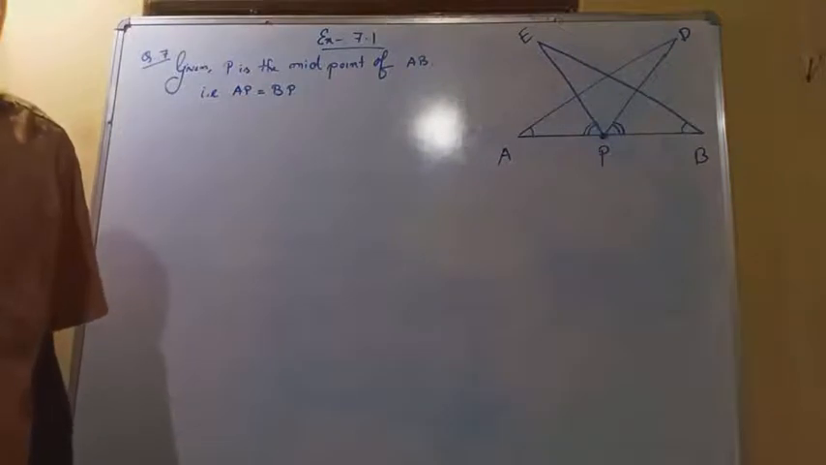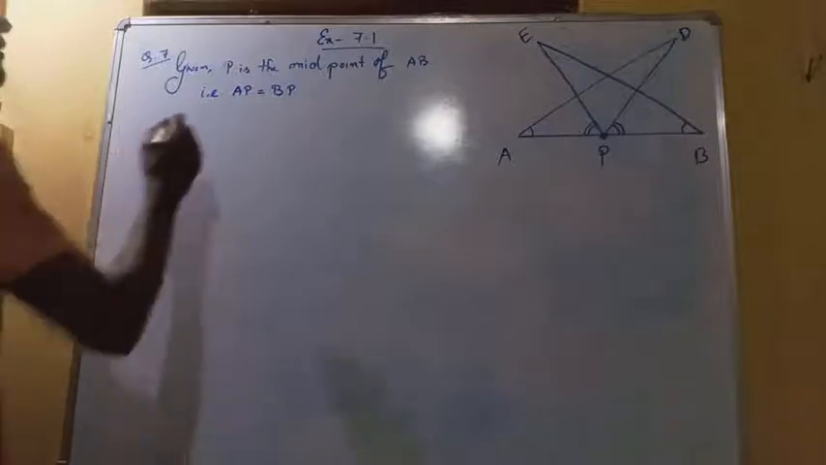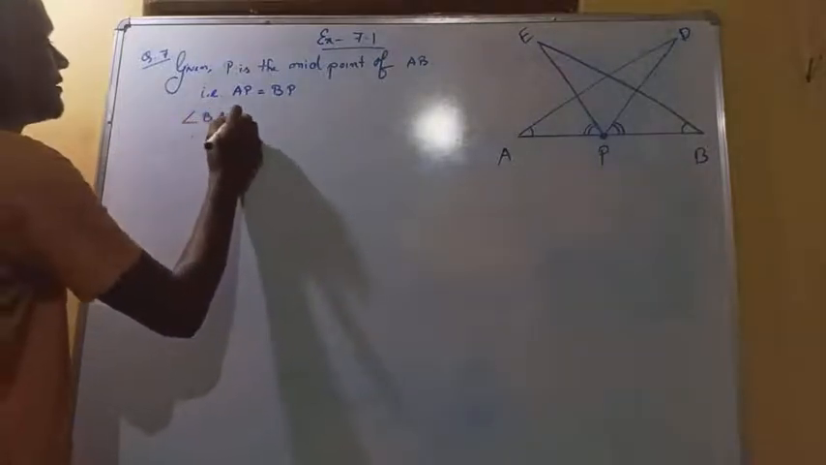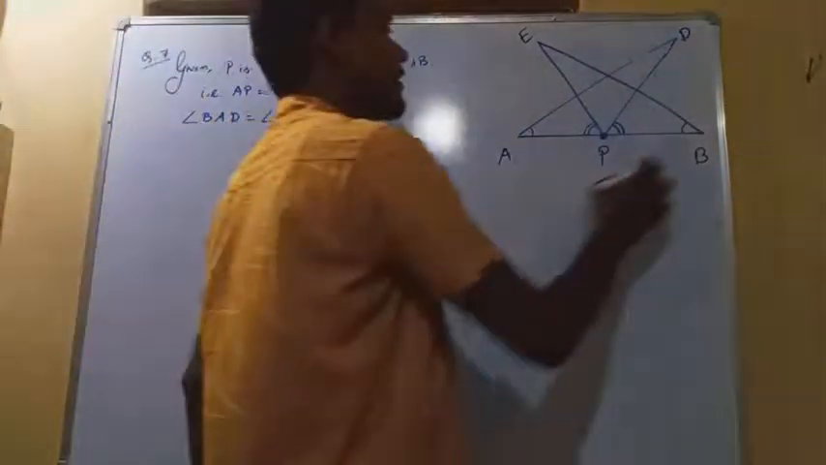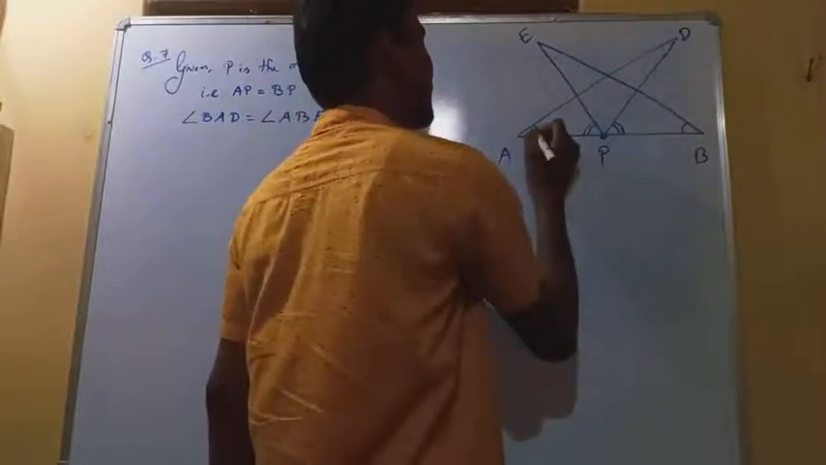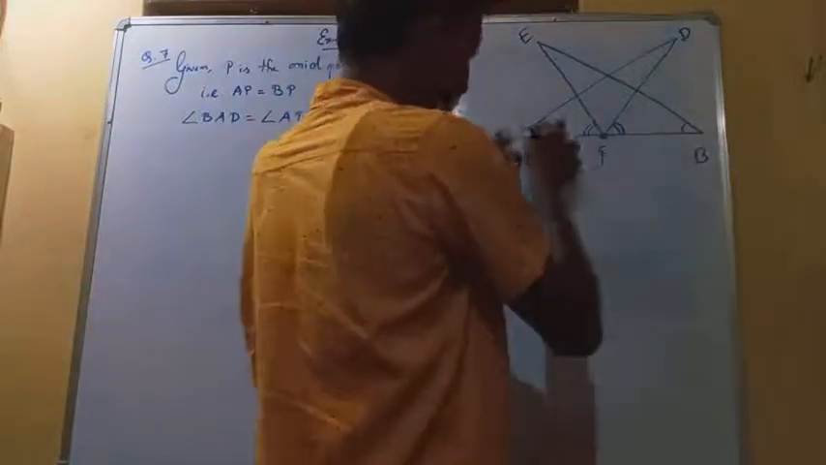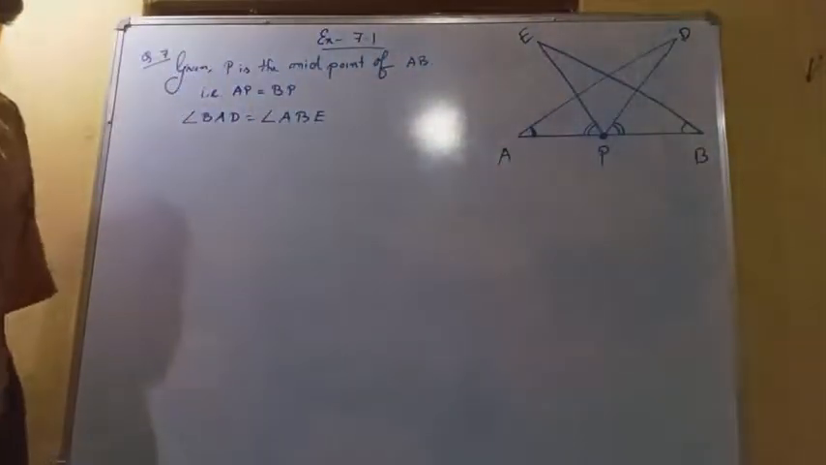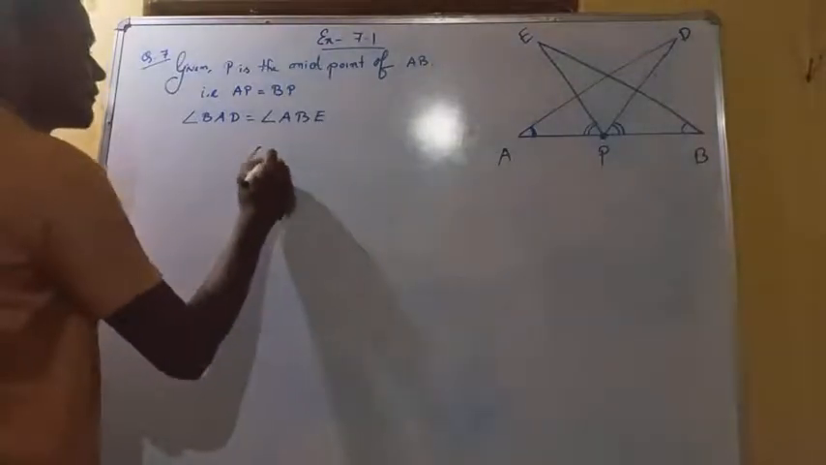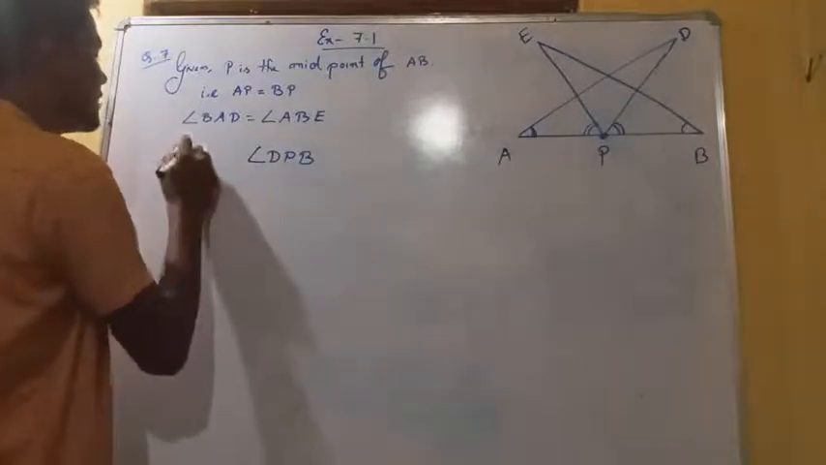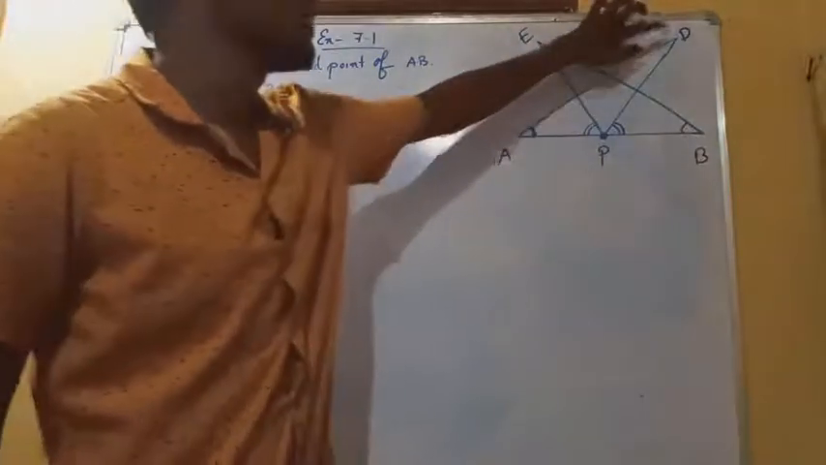Apart from this, in the question it is given that angle BAD is equal to angle ABE. Angle BAD means this angle is equal to angle ABE, this corner. That is, angle B and angle A are both equal, given. Apart from this, it is also given that angle EPA is equal to angle DPB. This one. Angle EPA is equal to angle DPB.